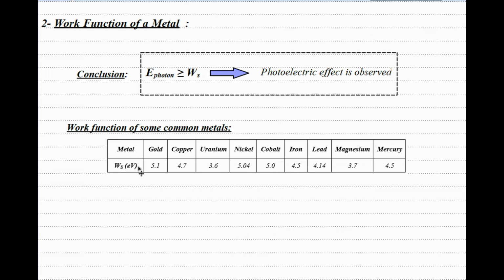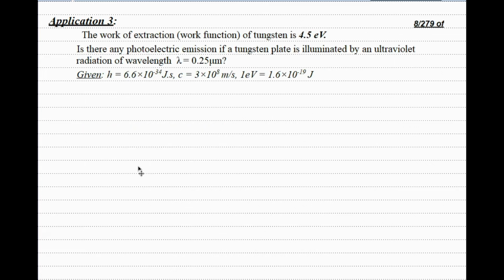Great. So far we've done a lot of things and I think you have a lot of work to do now. Here we have an application. The work or extraction function of tungsten is 4.5 electron volt. Is there any photoelectric emission if it's illuminated by ultraviolet radiation of wavelength 0.25?